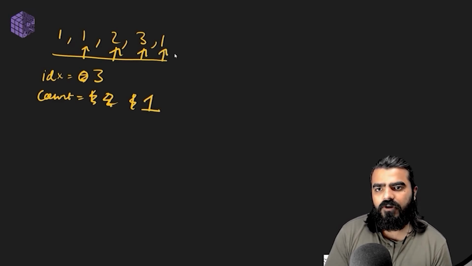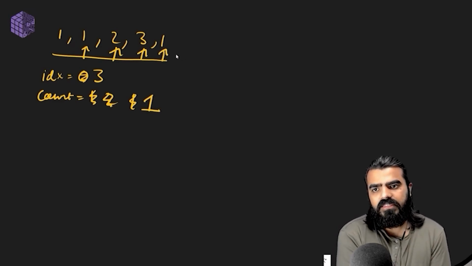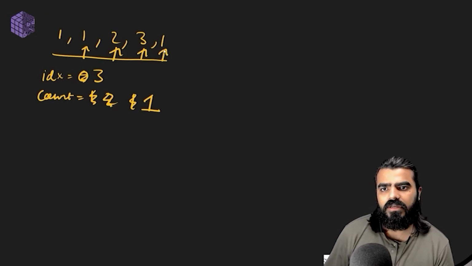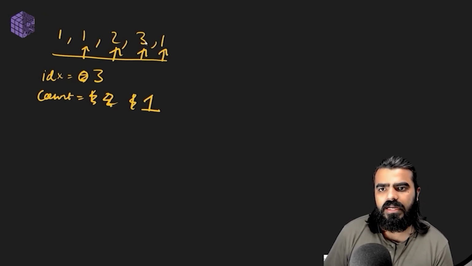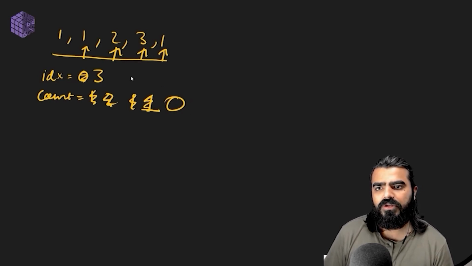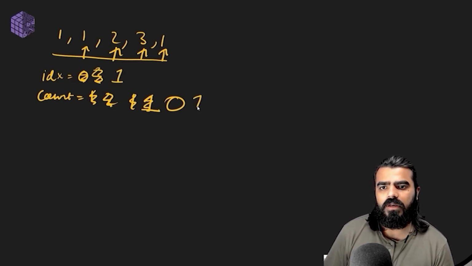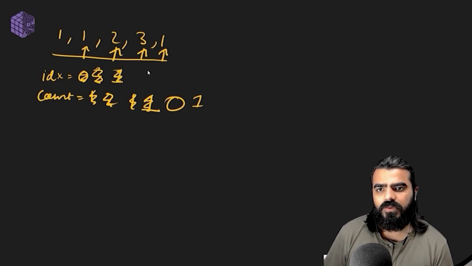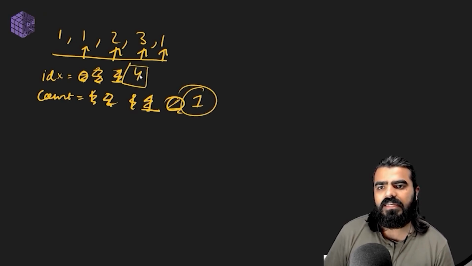We continue moving forward and we get a 1 over here. Since we get a 1, its value is not equal to the current contender's value, right? So the count of the current contender is decreased by 1, and it becomes 0. The new contender becomes 1 with count 1. So we take the index over here as 4, right? Now this becomes the latest contender, and since we have no more elements, this is the answer.